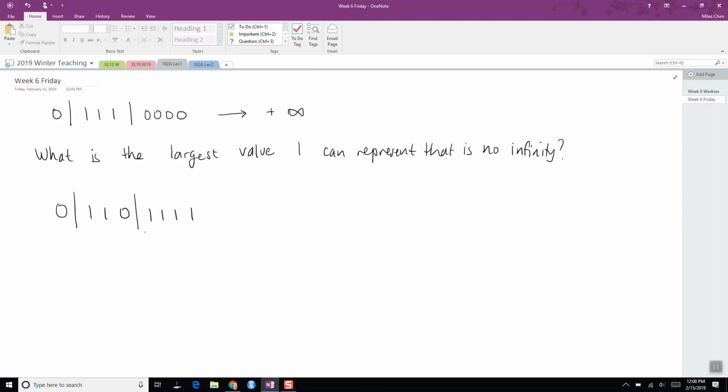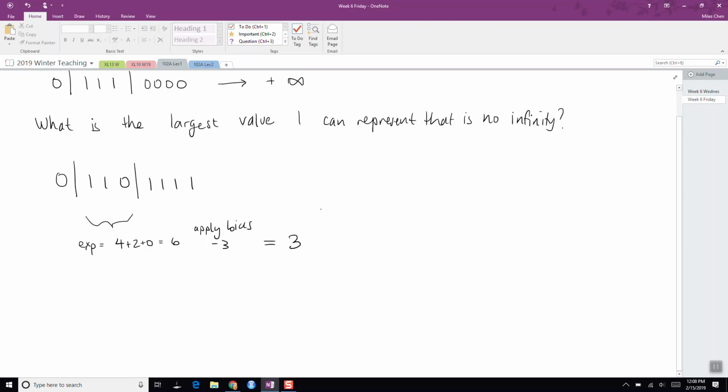All right, so what does this become? If we look at this, the exponent will be 4 plus 2 plus 0, so that's an exponent of 6. We apply the bias, and so I have 3. So this thing becomes 1.1111 times 2 to the 3.